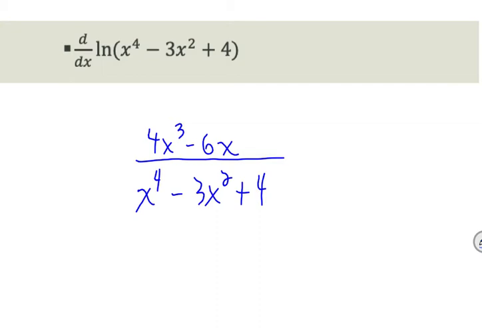Now, we always have to make sure that it is in its simplest form. Okay, so we need to see, can we simplify this? So if we look at the numerator, I mean, we could factor some stuff out of there, right? We could take a 2x out. But let's look at the denominator. Is that something that we can factor?